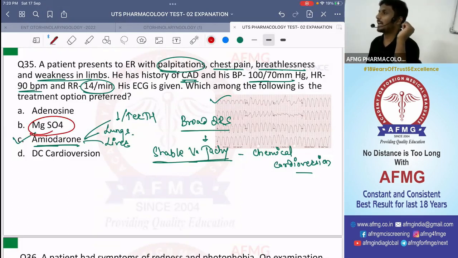Eclampsia में देते हैं, pre-eclampsia में नहीं, eclampsia. Pre-eclampsia में prevention के लिए दे सकते हो, but usually drug of choice है eclampsia. कौन सा? Very good. Torsades de pointes. It is also a type of ventricular tachycardia.